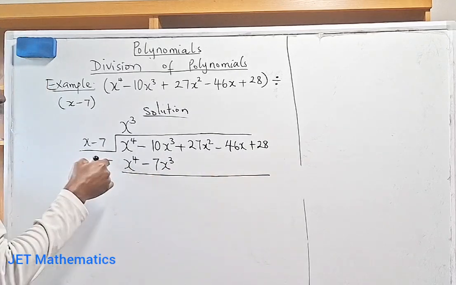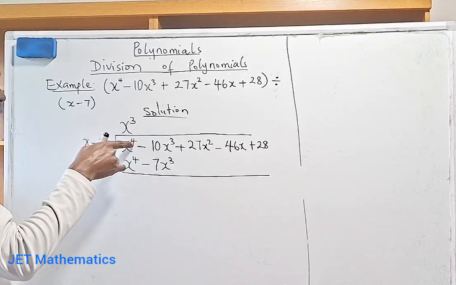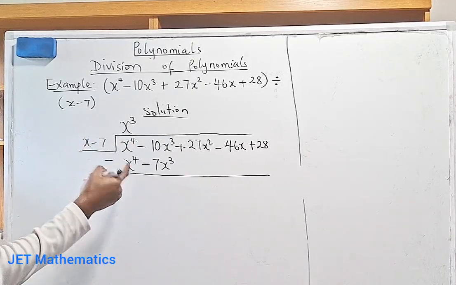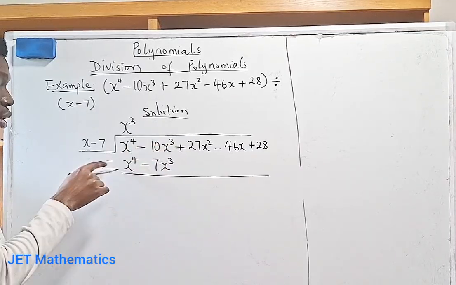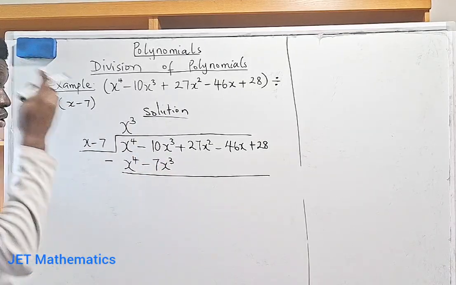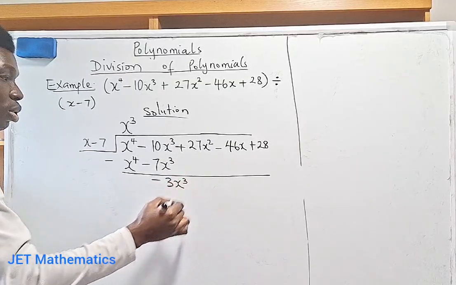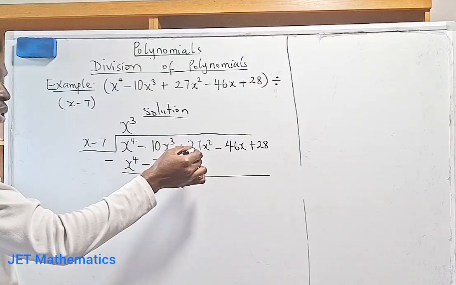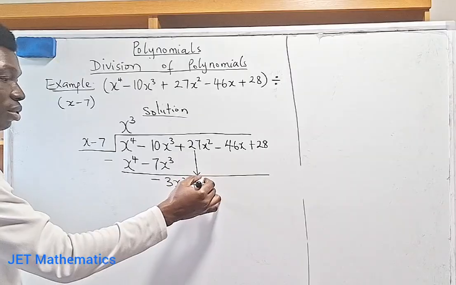Then the next thing we'll do is subtract. So I'll just show the subtraction sign so that we'll know what we're doing. x to the power of 4 minus x to the power of 4 is 0, so that goes off. Minus 10x cubed minus minus 7x cubed will give us minus 3x cubed. And then we'll bring the next term down. That gives us plus 27x squared.